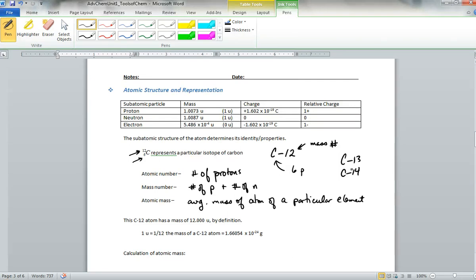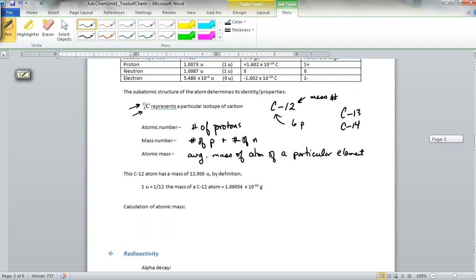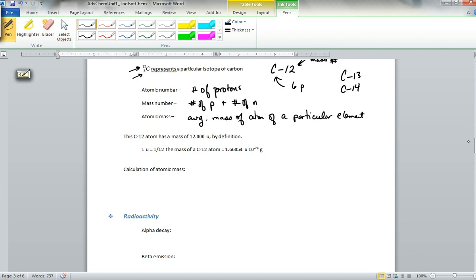Carbon-12 is the most common form. But the thing is that we have carbon-12, 13, and 14, all of those forms in any sample of carbon, and that includes us. We are a sample of carbon. We have carbon within our bodies, and so we have a certain percentage of carbon-12, 13, and 14 in there.